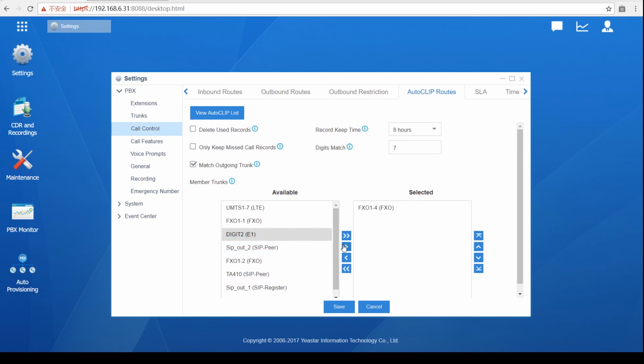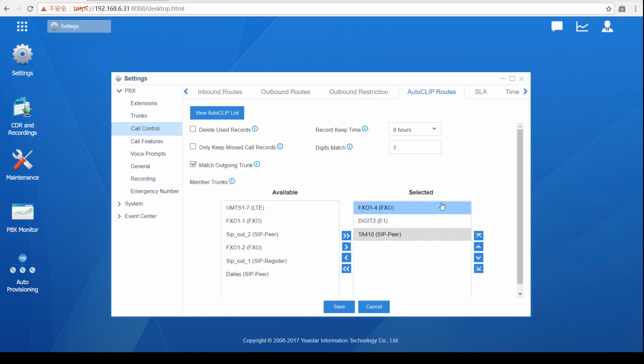Okay, now let's see what we have here. Firstly, we want to define the trunks that you want to enable these features for. We have chosen those three trunks. So that means only if you make outbound calls through those three trunks can you trigger AutoClip. All calls sent out through these three trunks will be recorded in the AutoClip list, and the system will try to match it to see when the callee calls back.